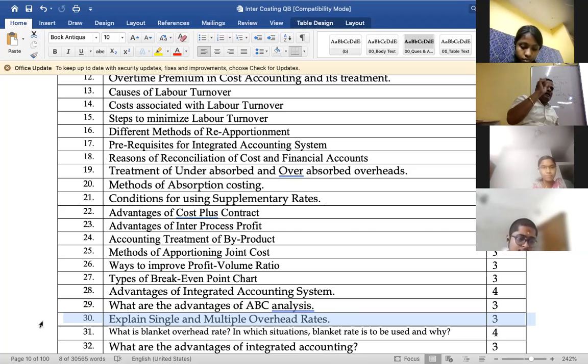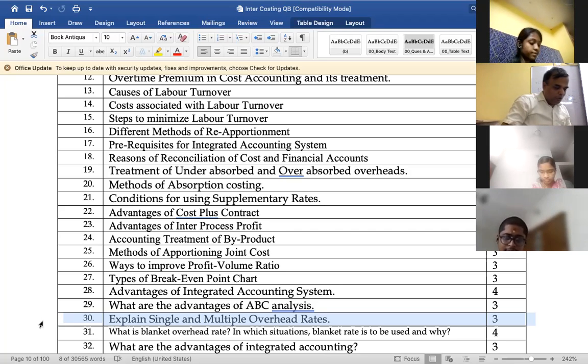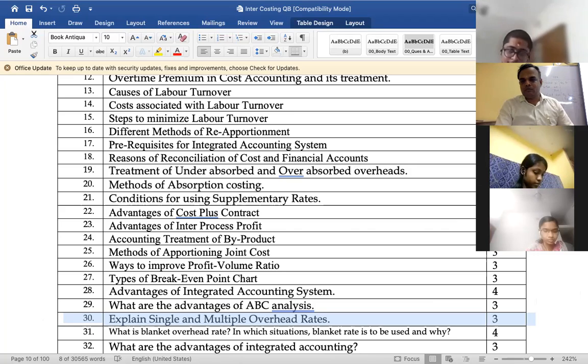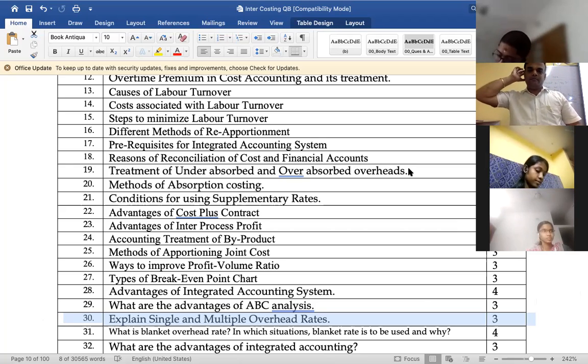Blanket overhead rate and departmental rate. Take page number 144. Blanket overhead rate refers to the computation of one single overhead rate for the whole factory. Underline the single overhead rate.